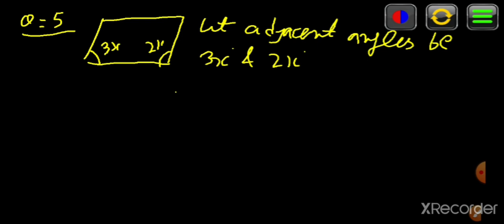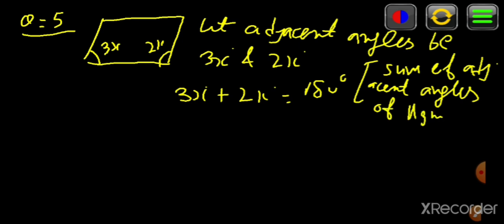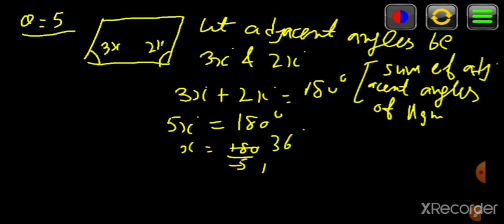As we know, sum of adjacent angle is 180 degree. You will write sum of adjacent angles of parallelogram. You will write the property. Their sum is 180 degree. 3x plus 2x, 5x degree is equals to 180 degree. X comes out to be 180 upon 5. So x comes out to be 36 degree.